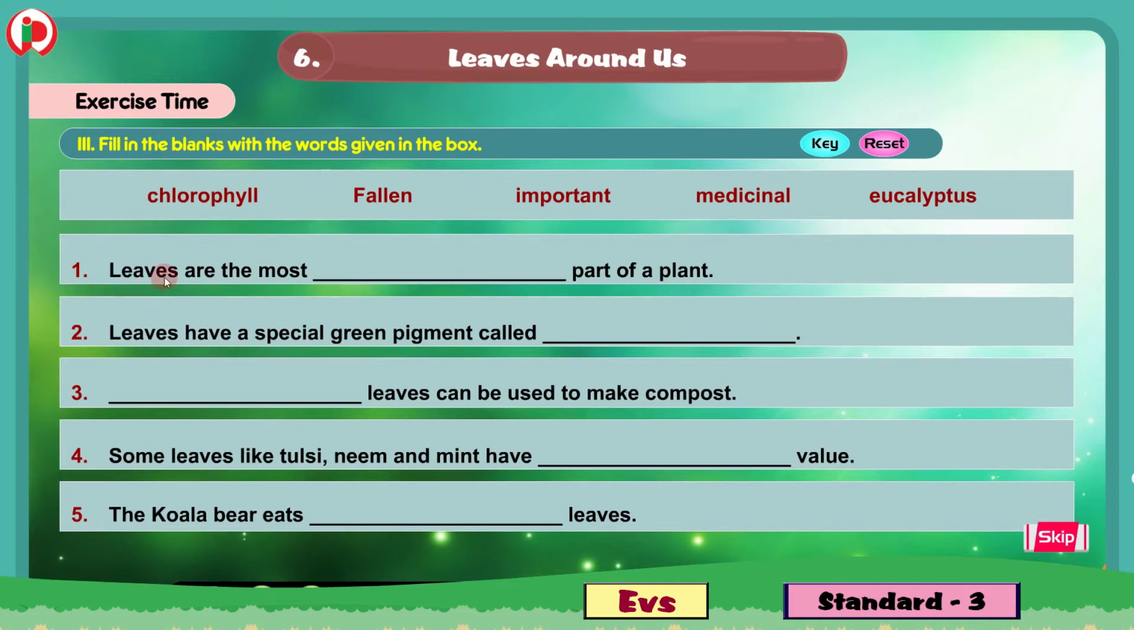1. Leaves are the most dash part of a plant. And the correct word for this is important. We will write in the blank important. 2. Leaves have a special green pigment called. The answer is chlorophyll. We will write here chlorophyll.